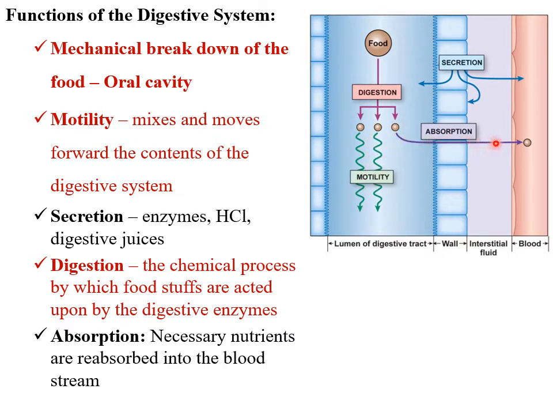Absorption, the necessary substances will be absorbed into the blood, and the unwanted substances will be excreted or eliminated out. That will be at the end of the gastrointestinal system. There will be secretions from the various digestive glands situated throughout the gastrointestinal system. They will be added into the foodstuff, and then it will be moving forward. Motility will be taking it forward.